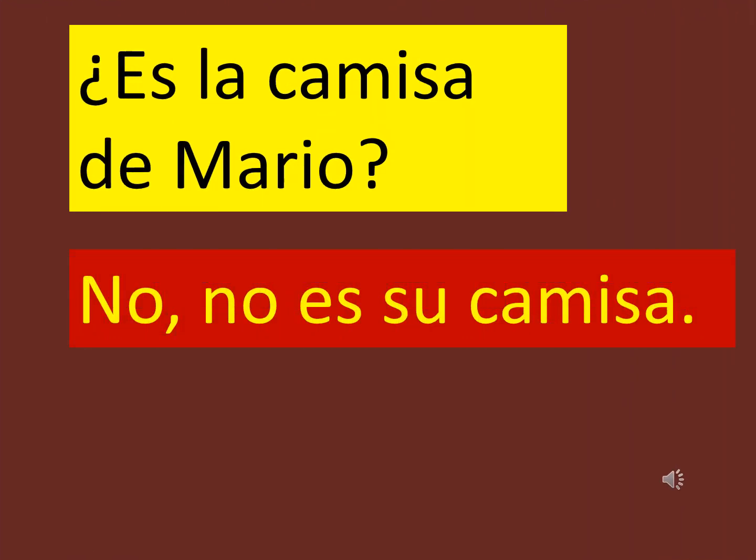Here we're changing from the "de" and a proper name to a possessive adjective because it's understood exactly whom we're speaking about. ¿Es la camisa de Mario? No, no es su camisa. Su, which can mean different things, here means his.